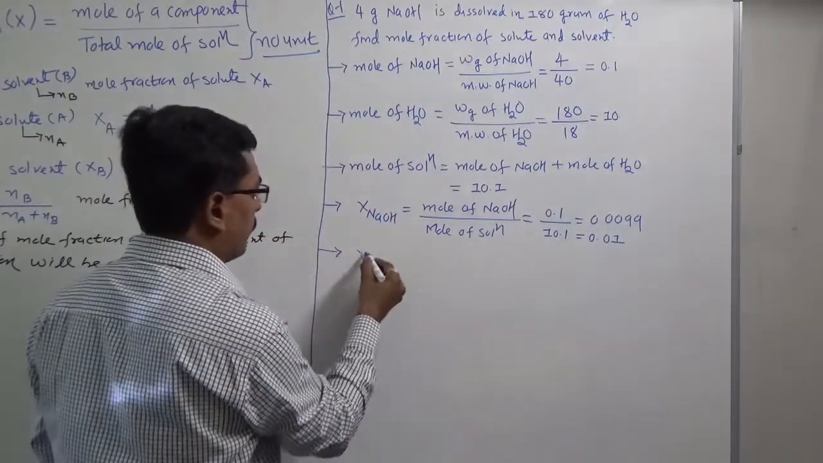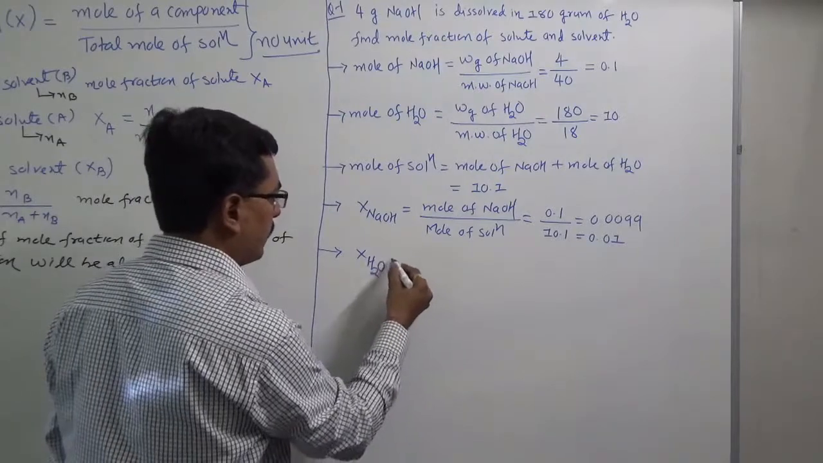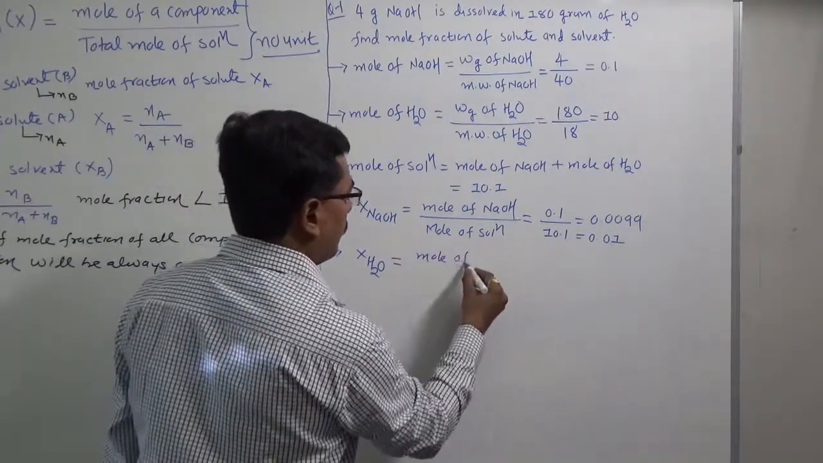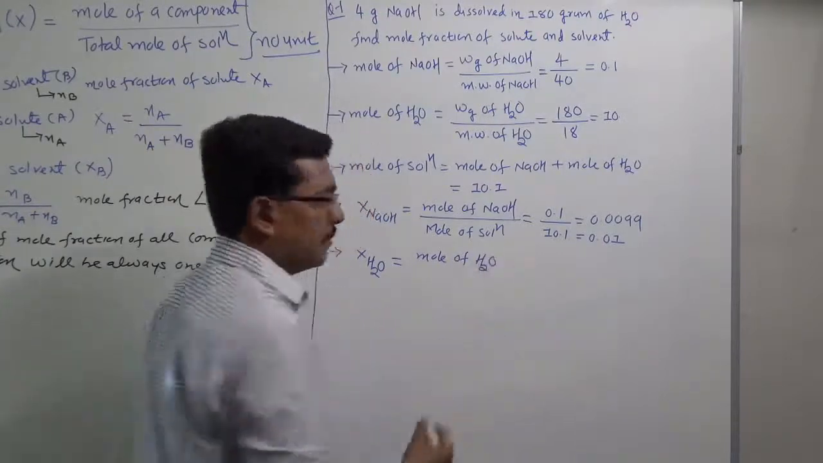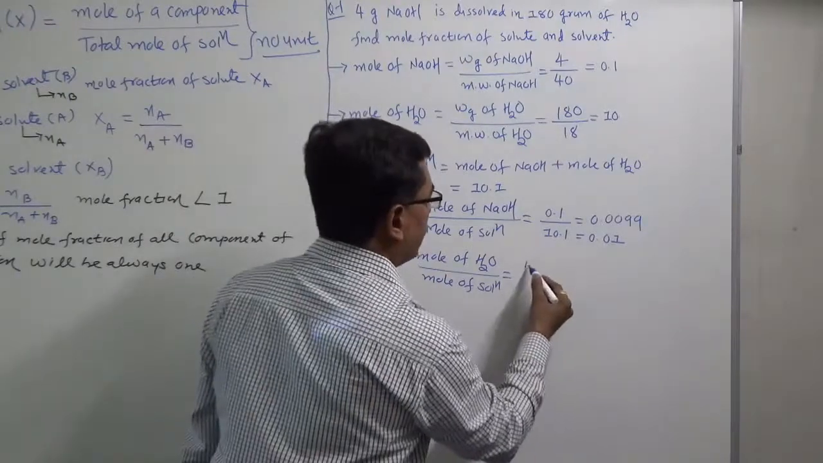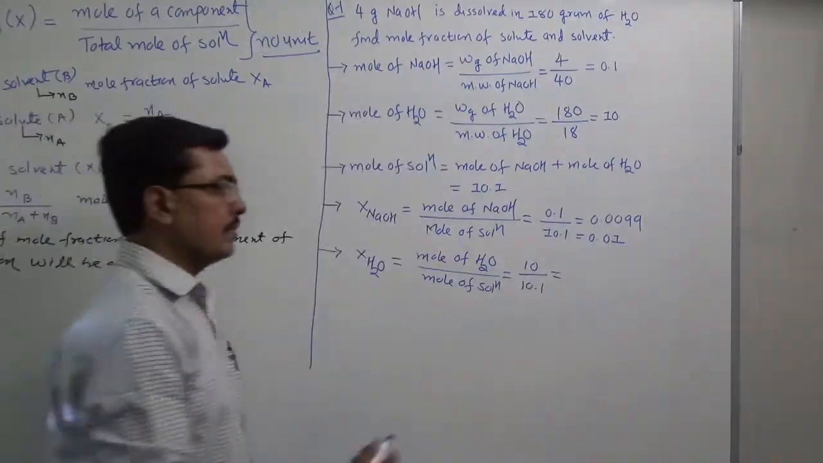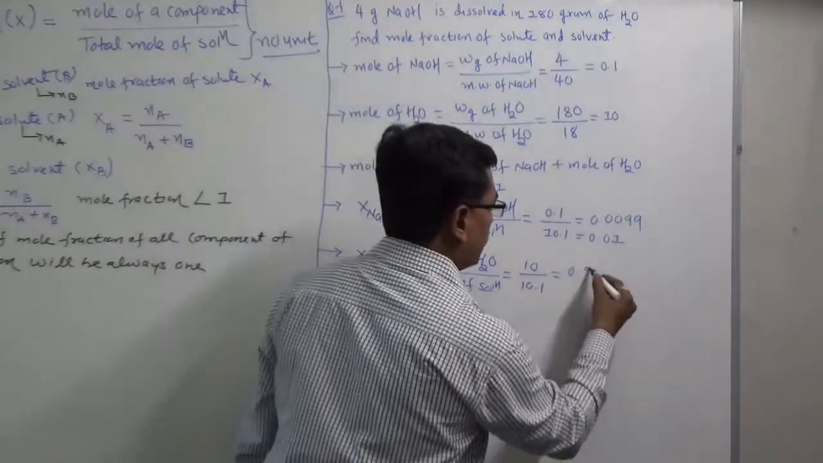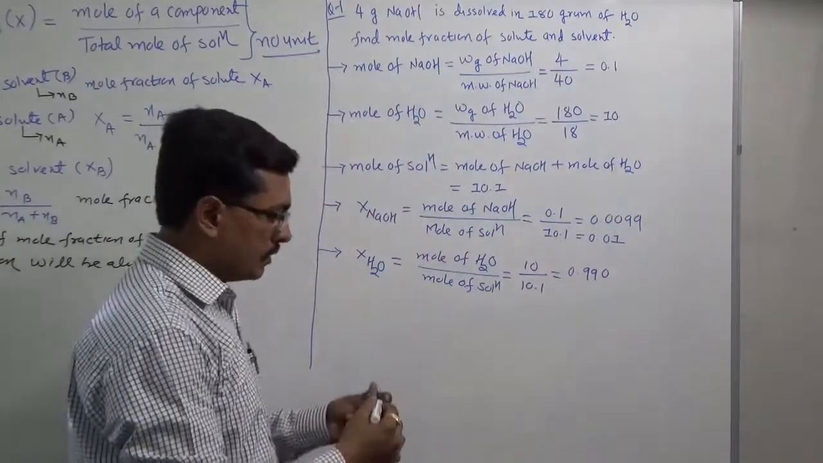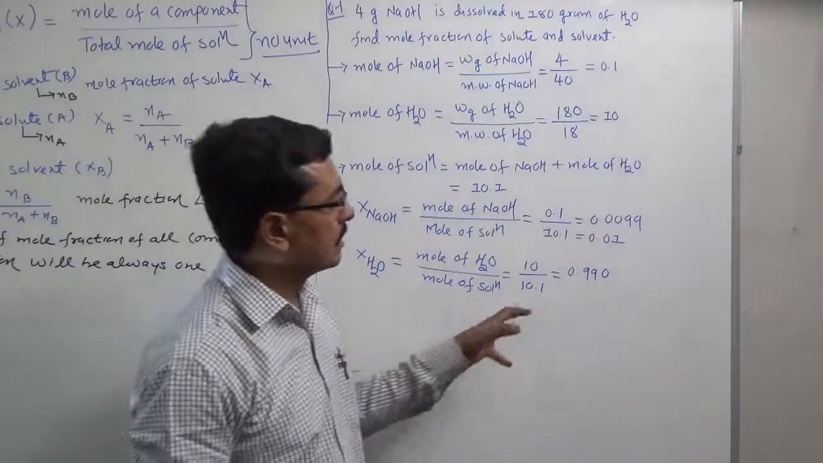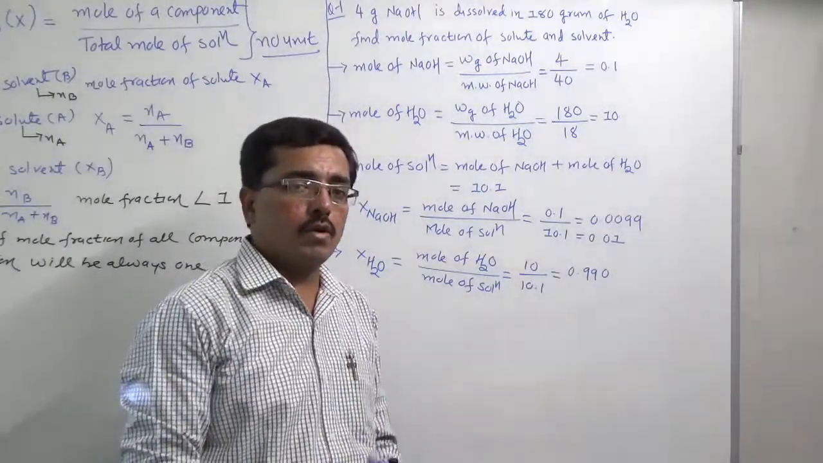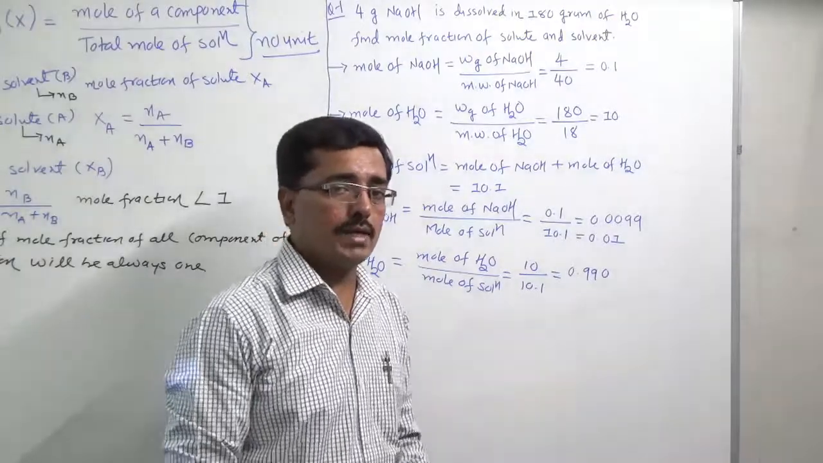Now the mole fraction of water you can obtain by using this formula. Mole fraction of water equals mole of water divided by mole of solution. So mole of water is 10 and mole of solution is 10.1, and you will get the answer 0.990. Now doing the sum of both of these, you can check that the answer you are getting is 1. So the sum of mole fractions of all components of a solution will always be 1.